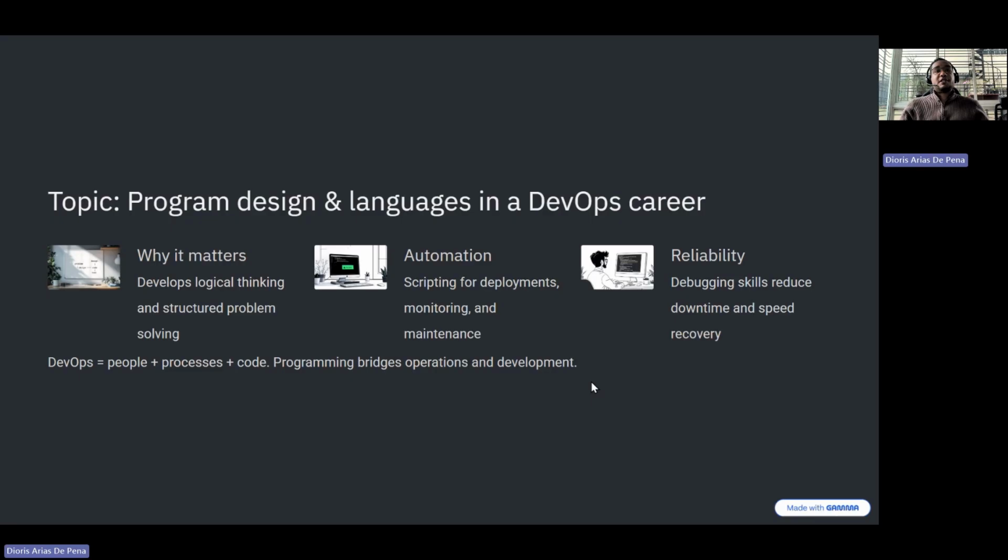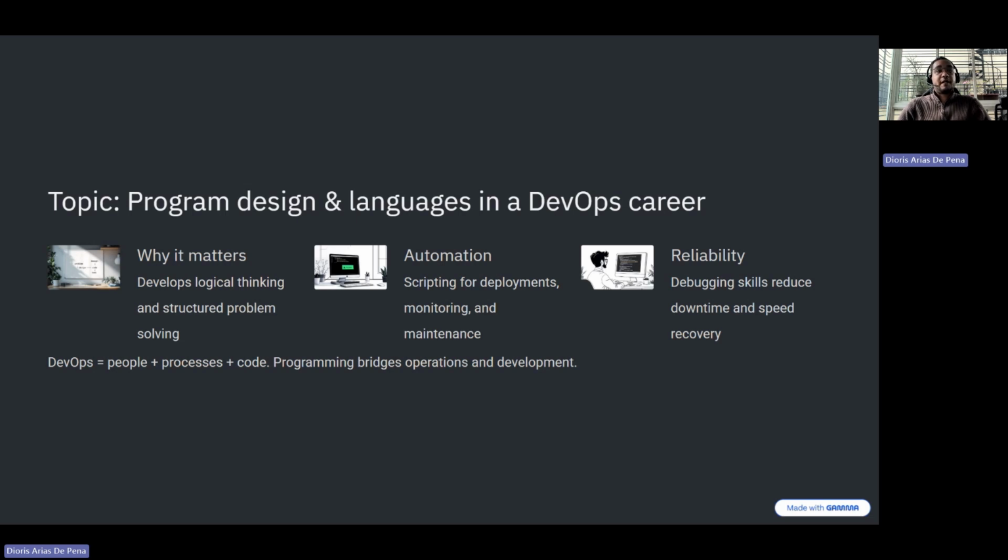I chose this module because I am starting to move into the DevOps area, and I believe it is very important for my professional development. This module is useful because DevOps is not only about using tools, servers, or cloud platforms. It also requires logical thinking, problem solving, and automation.